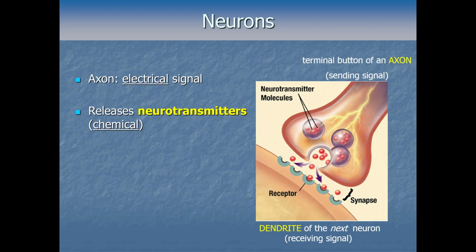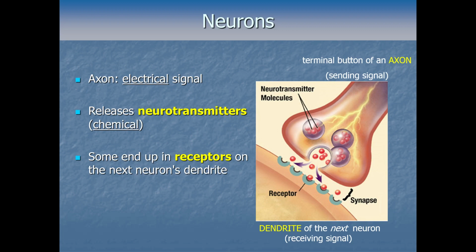are chemical messengers. That's why we say neural communication is an electrochemical process, right? There's an electrical part and a chemical part. So here at the chemical part, these neurotransmitters, shown as the little red spheres here, float across the synapse area. And some of those end up fitting into receptors on the next neuron's dendrite. So there's a different meaning of receptor than what we've talked about so far.